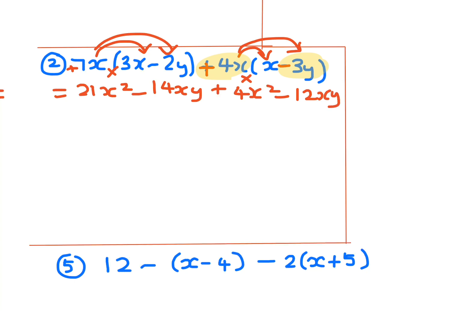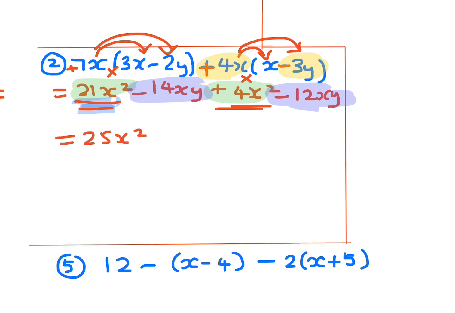Okay, so the next step is you collect the like terms. So you're doing the 21x squared plus the 4x squared, and then you are doing the 4xy minus the 12xy. Make sure you get the sign in front of the number. So 21x squared plus 4x squared is 25x squared. Then you've got minus 4xy minus 12xy. So that'll be minus 14 minus 12. So down 14, down 12 will give you down 26xy.